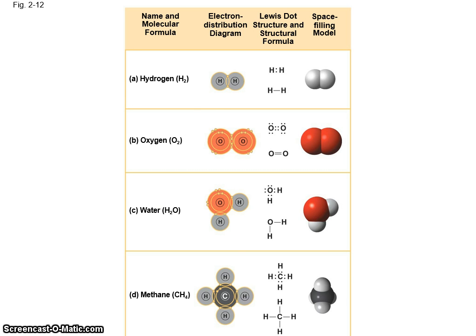Some other ways that you might see it: electron distribution diagram. You may have done some of those in chemistry, very similar to the Lewis dot structure that shows how many valence electrons are around each atom. And then the space filling model. This is what we actually believe these atoms and molecules look like in 3-dimensional space.